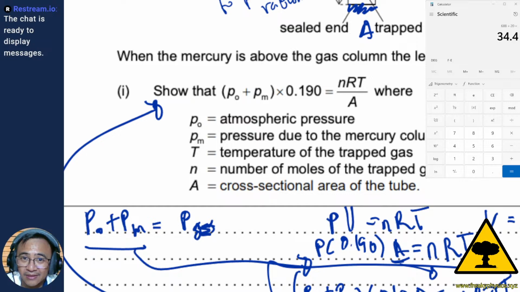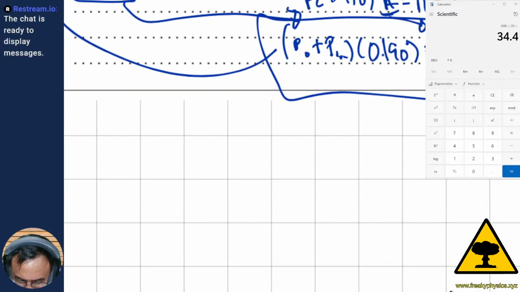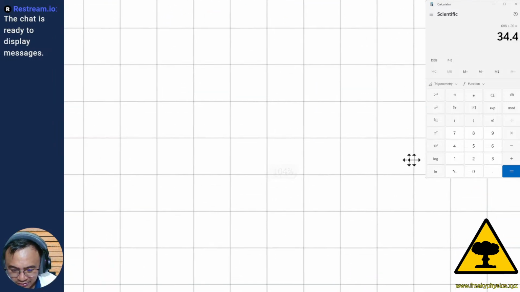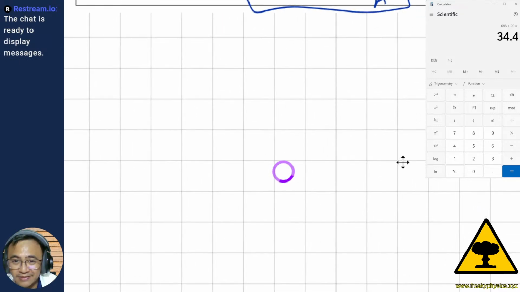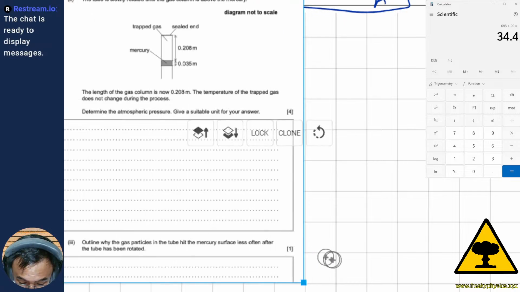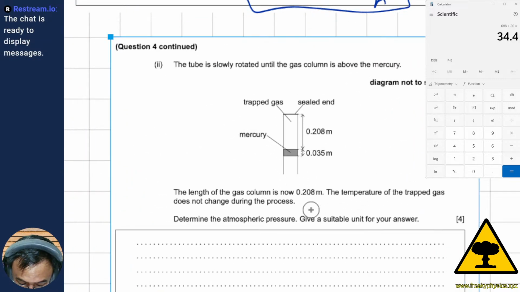All right. Last question. So it's rotated. Copy image. So we still have the same tube, but now it's rotated, flipped upside down, right? Why would that matter? Because now the diagram is going to be slightly different.